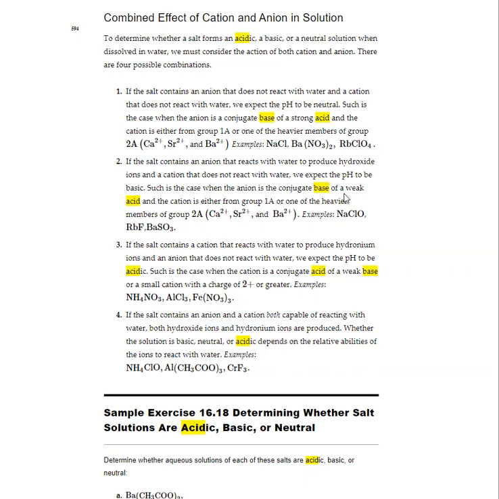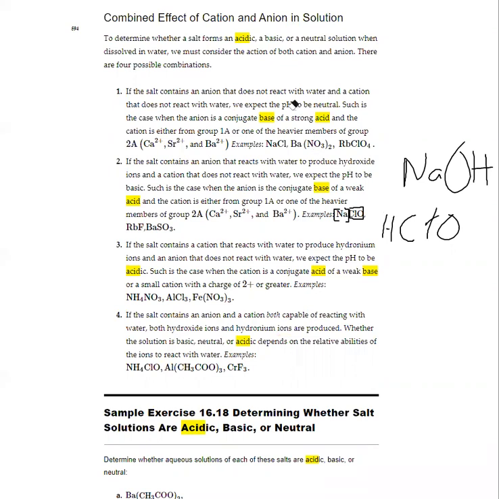Let me draw this out just so you can follow along. You've got NaOH and HClO. Those are your 2 originals. How do I figure that out? You just got to look. This is your anion. This is your cation. Cations are formed from bases. Anions are formed from acids.